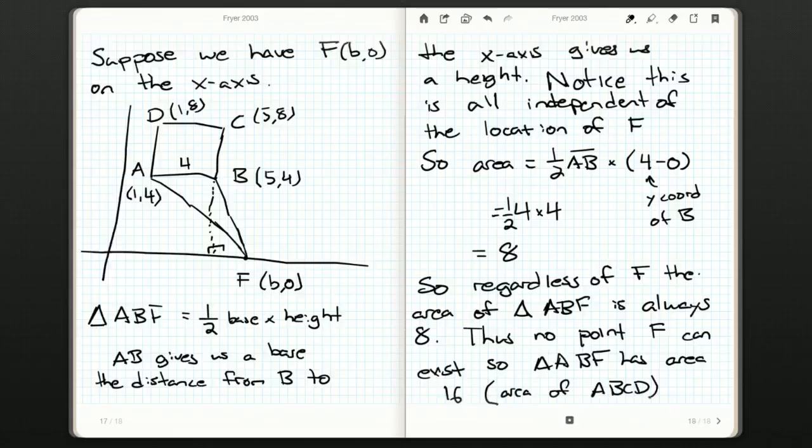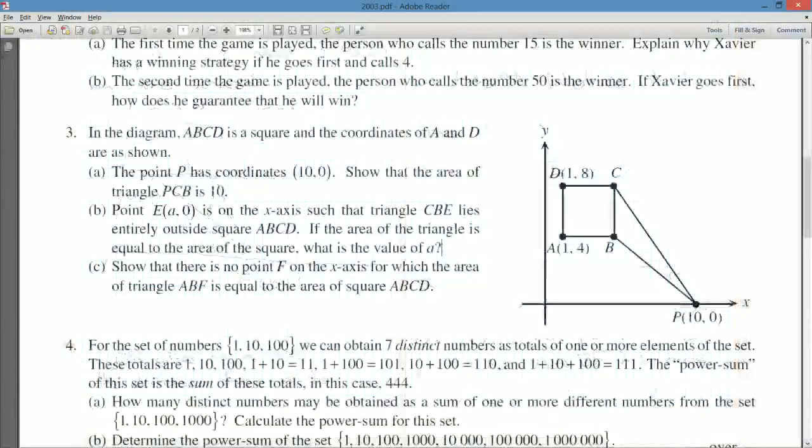And we've explained it. We said, what if we had F? It was some random coordinates. We thought maybe we'd get something like B has to be 1 and B has to be 2, which is a contradiction. But no. We did the half base times height formula, the formula that's been working for us the previous 2 questions. And we just noticed that the base and the height were completely independent of F. And that did us in. That fixed the height, the area of the triangle. And I think that's all we were asked. We were just asked to explain or show that there is no point F on the x-axis for which the area of triangle ABF is equal to the area of the square, which we know is 16.